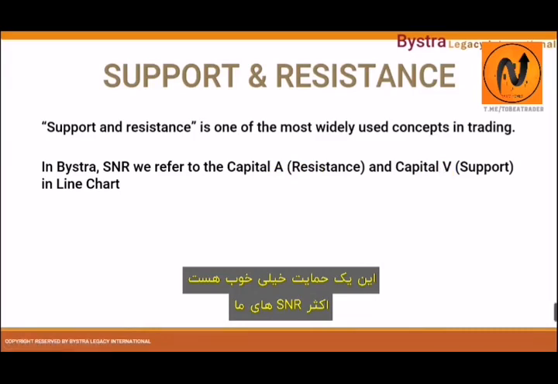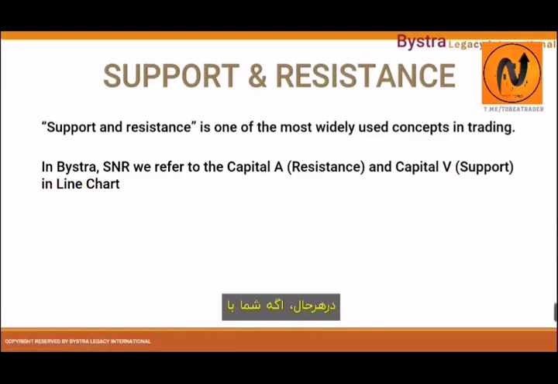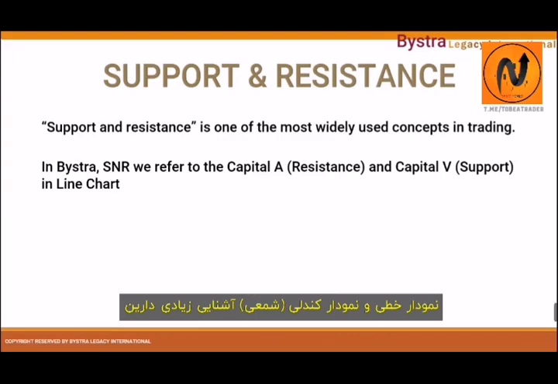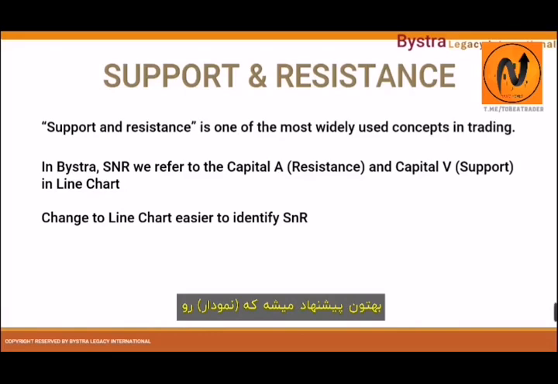Now, most of our SNR will be referring to the line chart. However, if you are already very familiar with the line chart and candlestick chart, then you wouldn't need to change to the line chart. Normally for newbies or new traders who are just getting familiar with the Bystra setup, it is recommended that you change to the line chart. Then it is easier for you to identify the support and resistance.